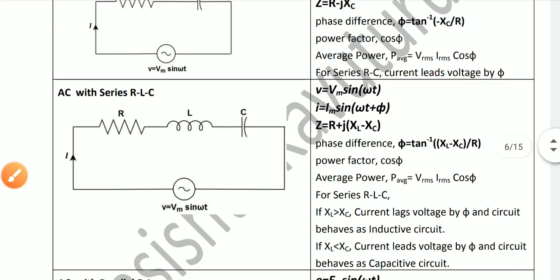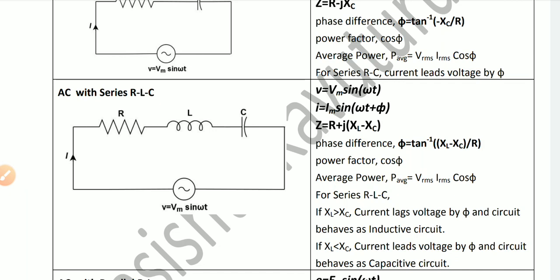Next, AC with series RLC, so V is equal to Vm sin omega t is input, I is equal to Im sin (omega t plus or minus phi). Here plus is for leading case, minus is for lagging case. And the impedance is given as Z is equal to R plus j into (XL minus XC), where the phase difference is given as phi is equal to tan inverse of (XL minus XC) by R.